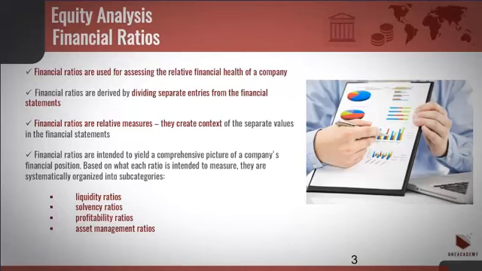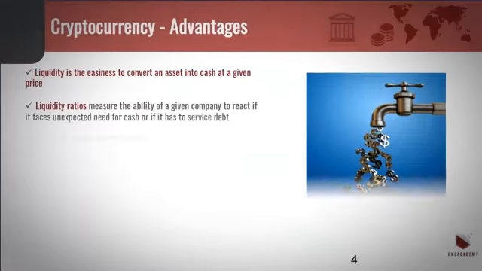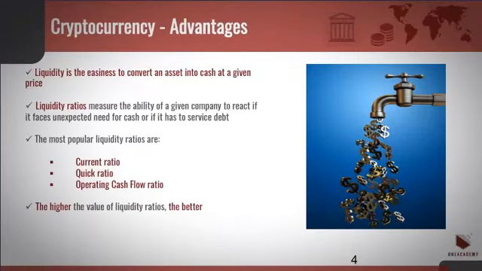Financial ratios are relative measures. They create context of the separate values in the financial statements. Financial ratios are intended to yield a comprehensive picture of a company's financial position. Based on what each ratio is intended to measure, they are systematically organized into subcategories: liquidity ratios, solvency ratios, profitability ratios, asset management ratios.